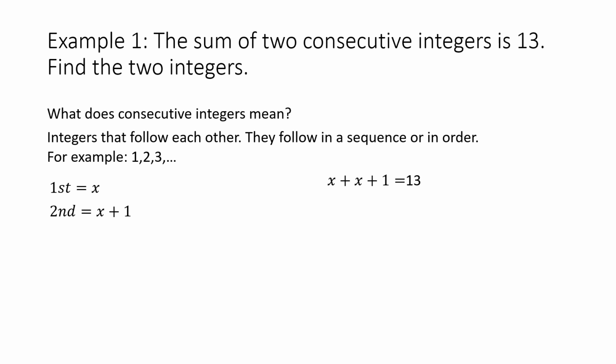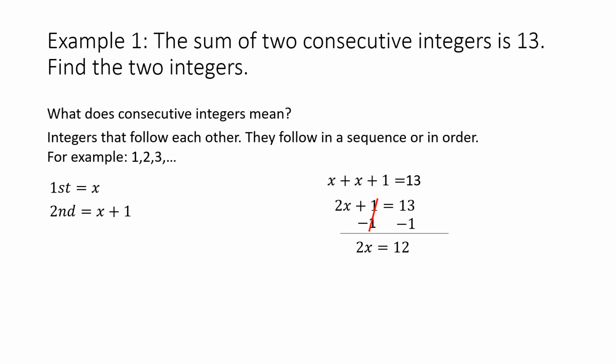Next, I'm just going to solve this equation like a normal algebra equation. So I'm going to combine my two x's. x plus x is 2x. So I have 2x plus 1 equals 13. Then I need to move my positive 1, so I'm going to subtract 1 on both sides. That gives me 2x equals 12 because 13 minus 1 is 12.